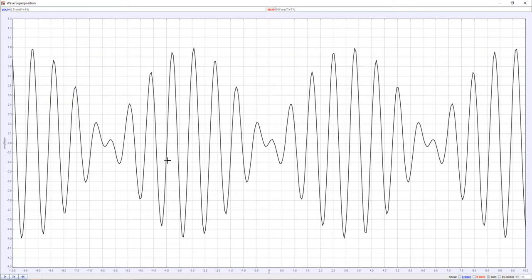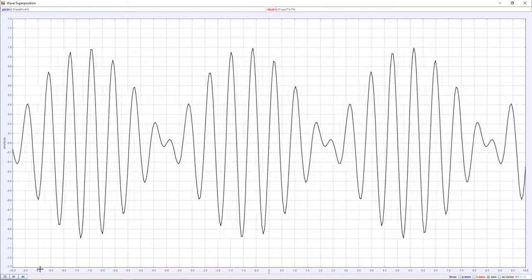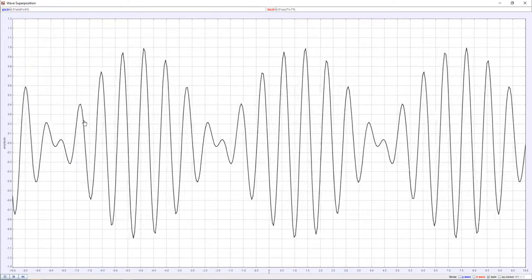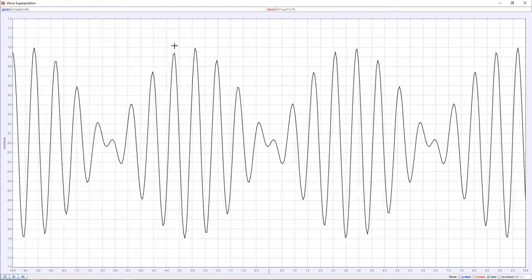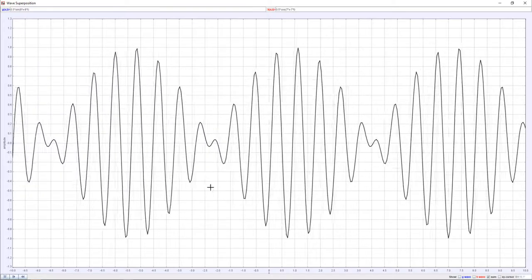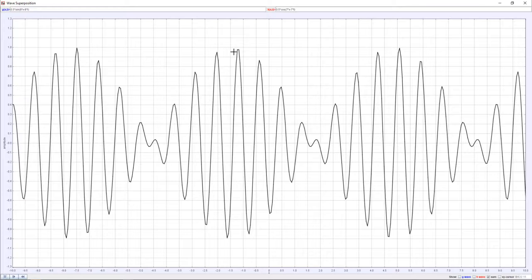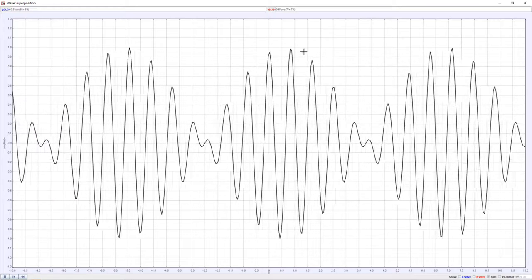So there's the oscillating term and the envelope term, and the fact that I've chosen these two waves so they each move at the same speed actually means that the oscillating term moves at the same speed as the envelope. You can't see the envelope, but just imagine there's a wave function there, and a peak of the envelope is moving at the same speed as the peak of the oscillating term.